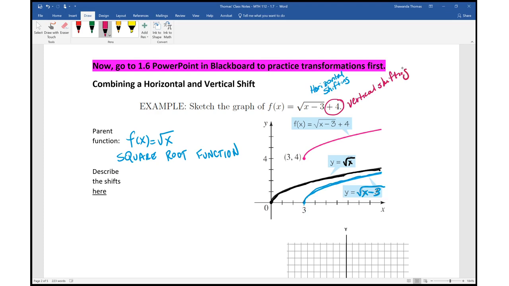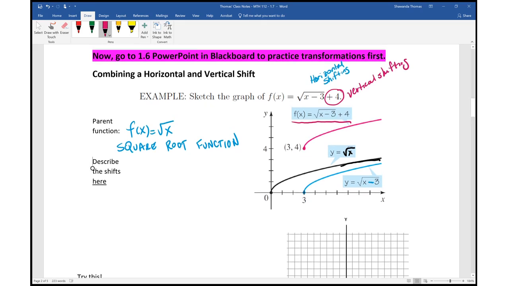All right, so that's why from this function here, the square root of x minus 3, you can go up 4 units and land here where we have the pink graph. So this graph embodies all of this: f of x equals the square root of x minus 3 plus 4.